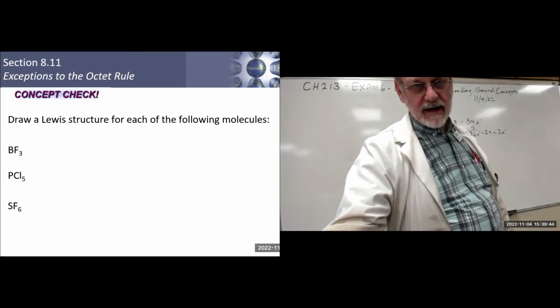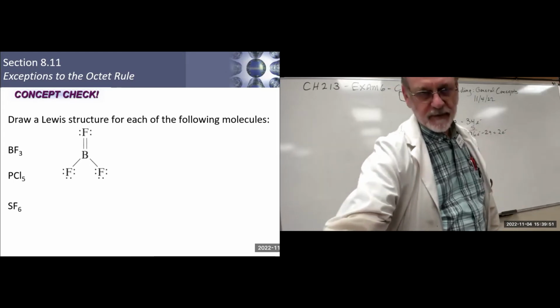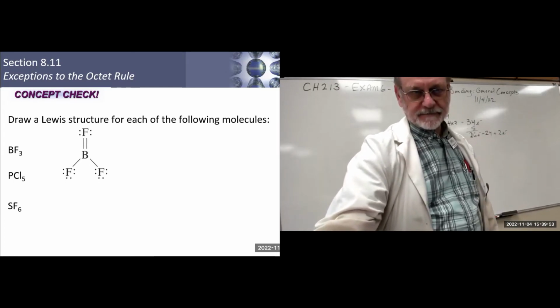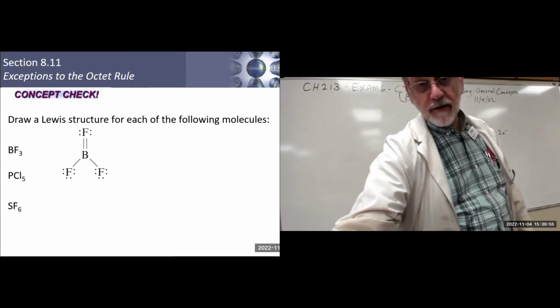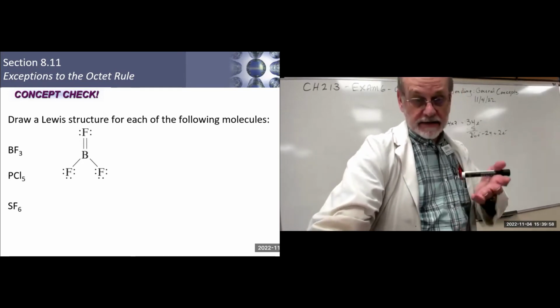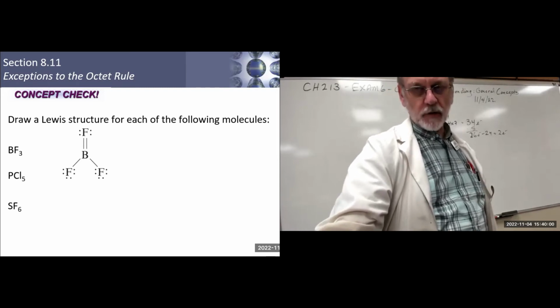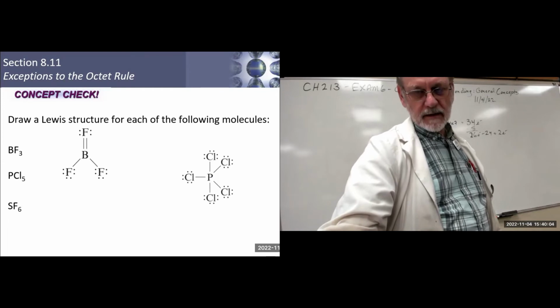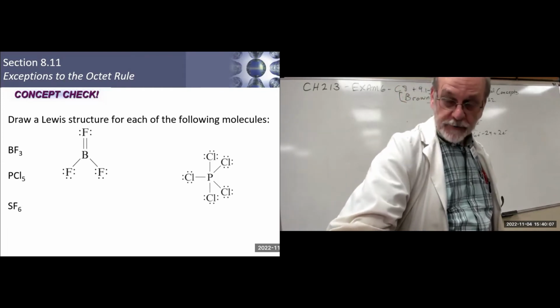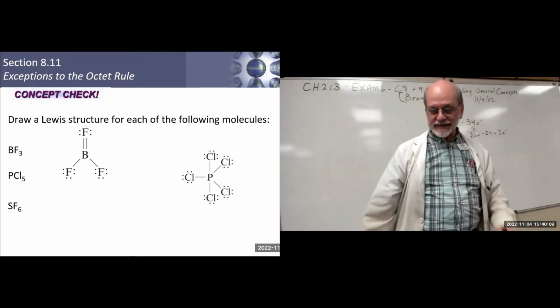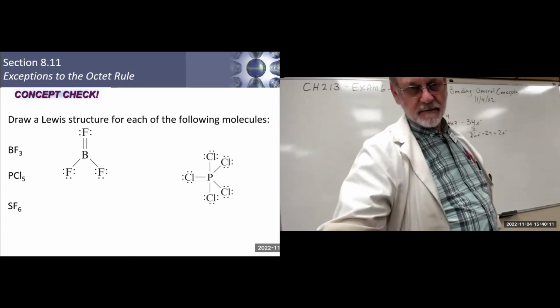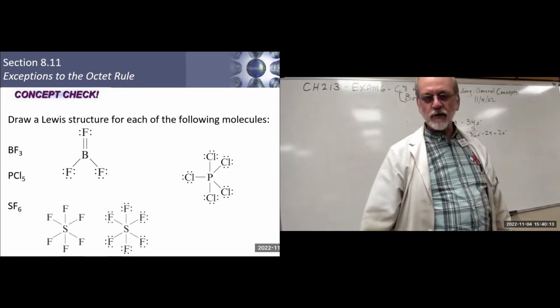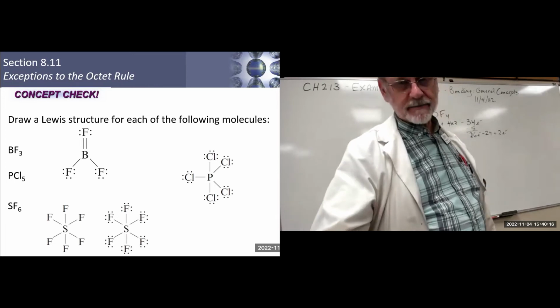I'm not going to do those. Well, there you go. Now, boron trifluoride, we can make an octet with that one because fluorine has a bunch of extra electrons. Phosphorus pentachloride exceeds the octet. And sulfur hexafluoride also exceeds the octet.